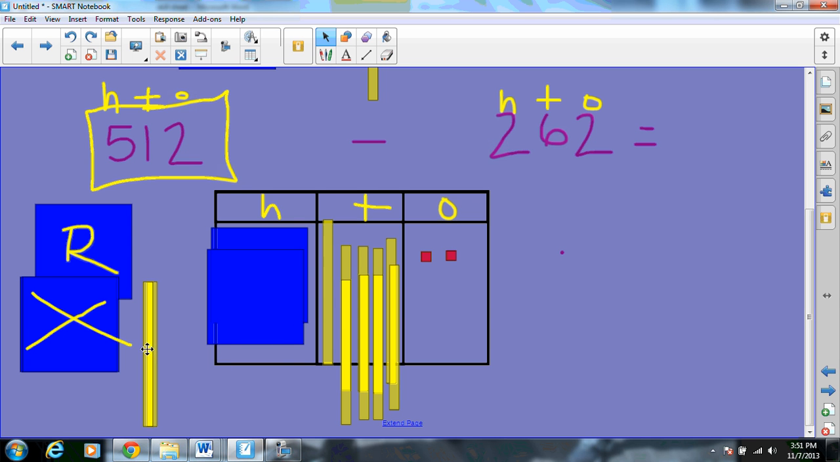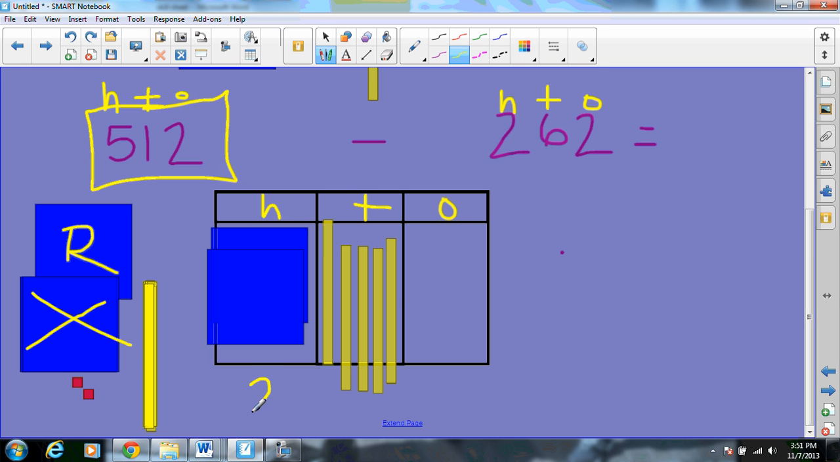1, 2, 3, 4, 5, and 6. And so as you can see, I'm still left with 5 tens. And then my 1 says to take away 2 ones. So I'm going to take away the 2 ones. And so right now I am left with 2 hundreds, 5 tens, and 0 ones. And so 512 minus 262 is 250.